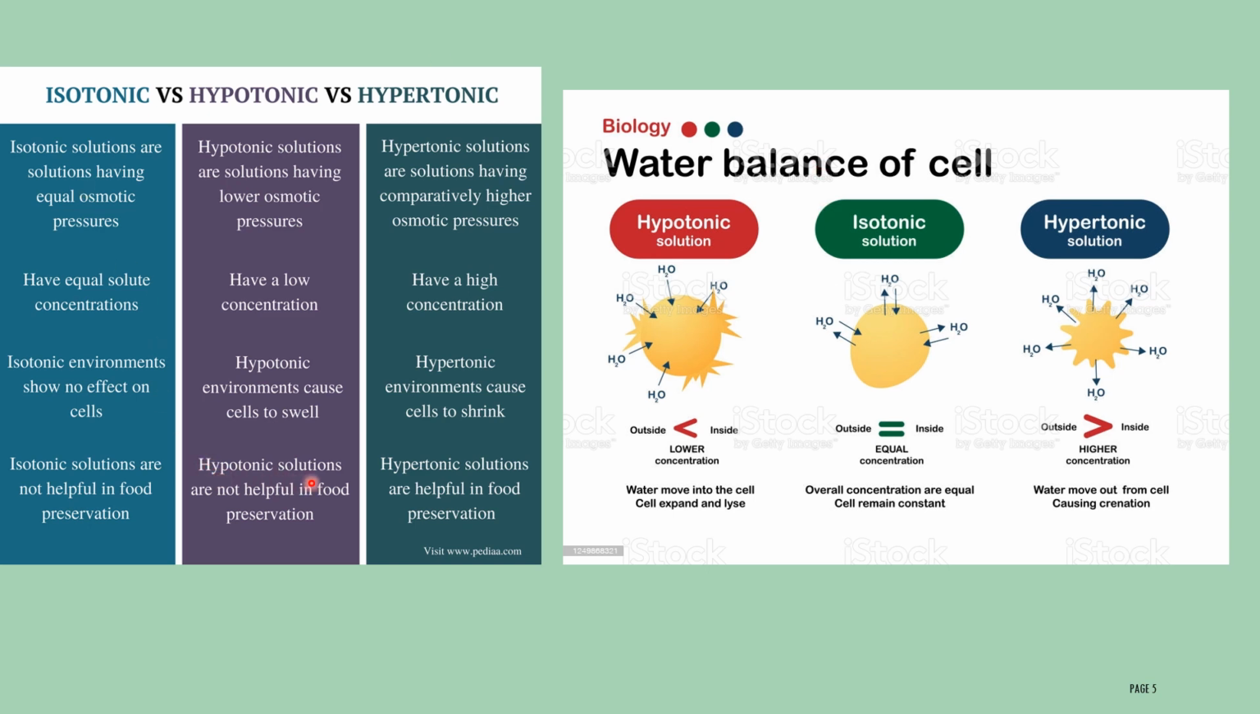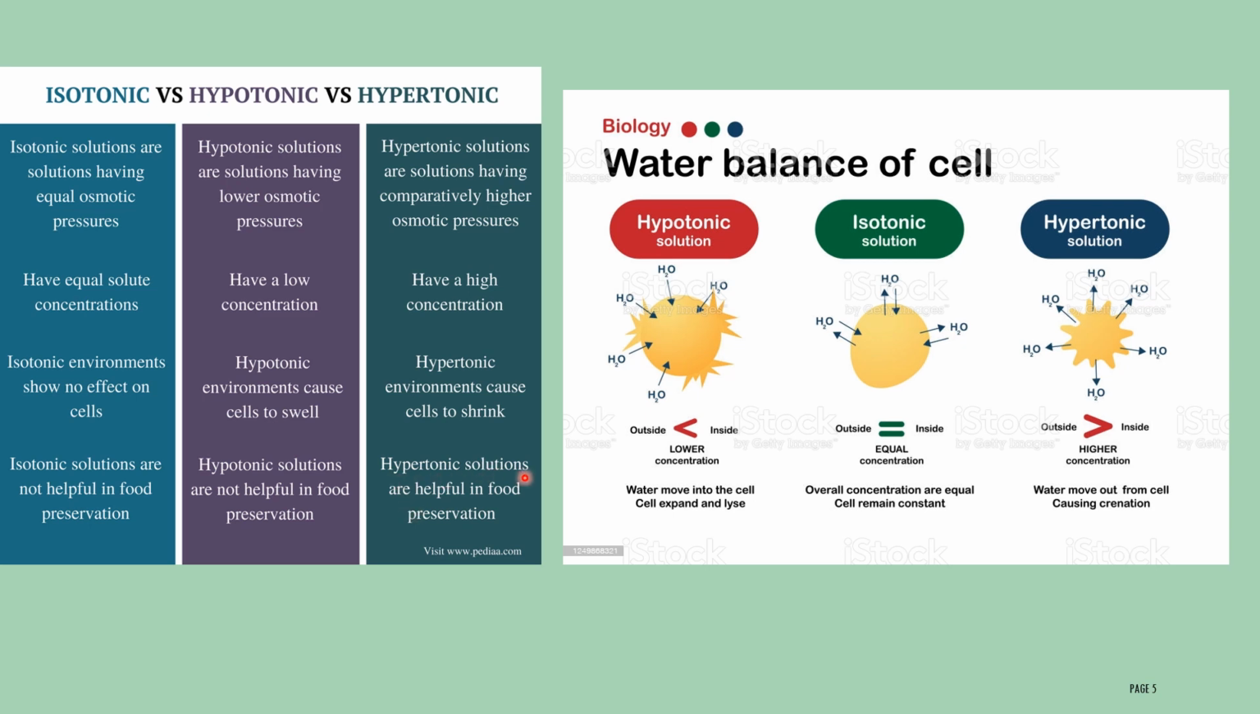The next one, hypotonic solutions are not helpful in food preservation. In the case of hypotonic also, the water moves from outside the cell to inside. Therefore, the cell absorbs the water. If water is present in the food cells, then it will help the growth of microorganisms. Therefore, bacteria will grow, then the food will get spoiled. This is also not a good case to preserve the food.